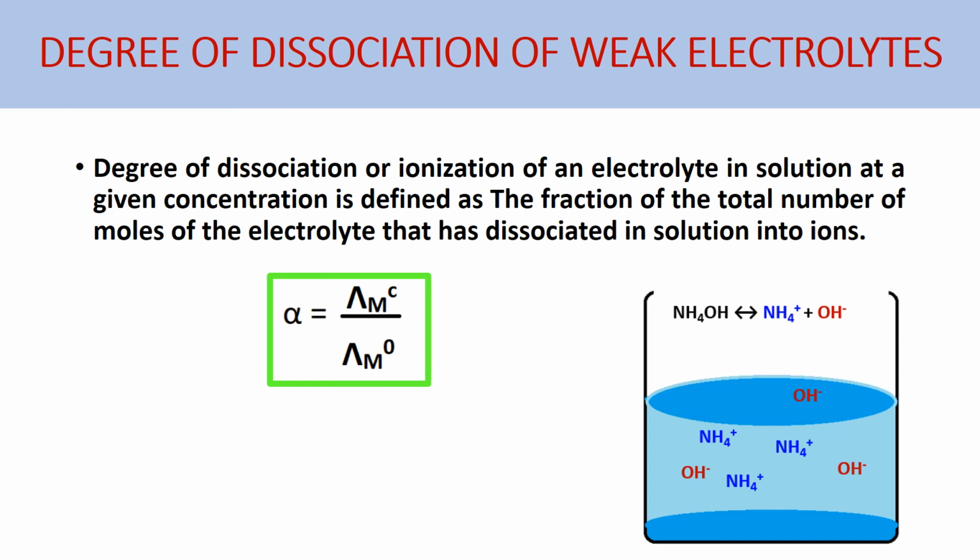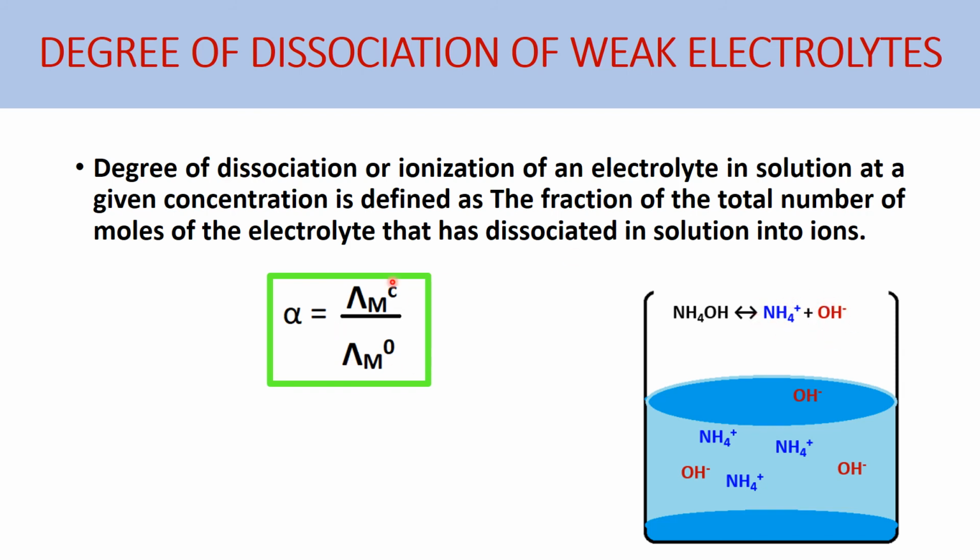Degree of dissociation of weak electrolytes. Degree of dissociation or ionization of an electrolyte in solution at a given concentration is defined as the fraction of the total number of moles of the electrolyte that has dissociated in solution into ions. Here you can see ammonium hydroxide. It is a weak base. It is dissociated into ammonium and OH minus.